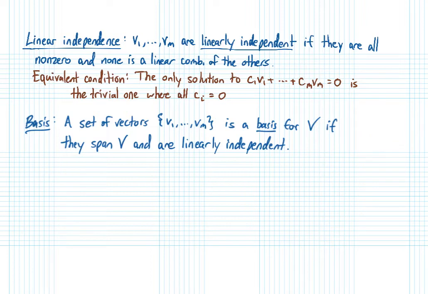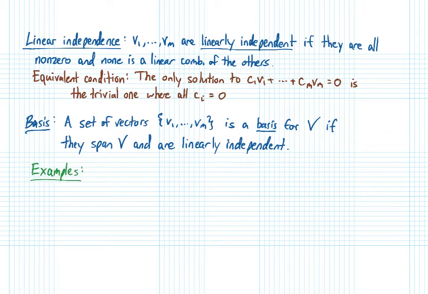So a set of vectors is a basis for V if they span V and are linearly independent. So intuitively, this means that there's enough vectors that you can produce every vector in V as a linear combination of these vectors. But on the other hand, there aren't any vectors that are unnecessary or redundant. And so intuitively, I would say that a basis is a set of vectors that perfectly describes the vector space.